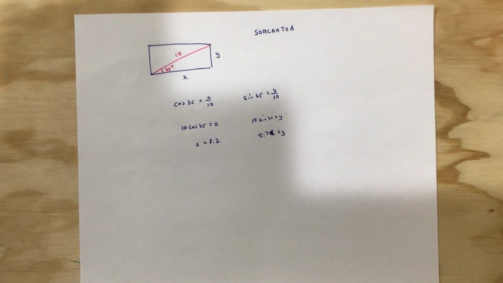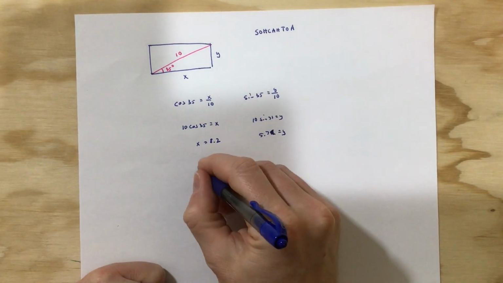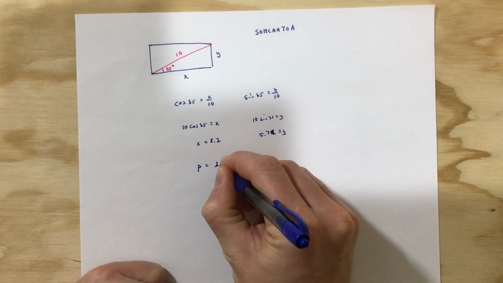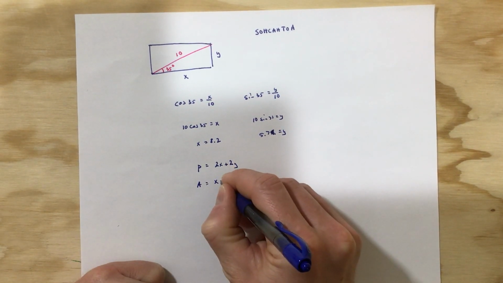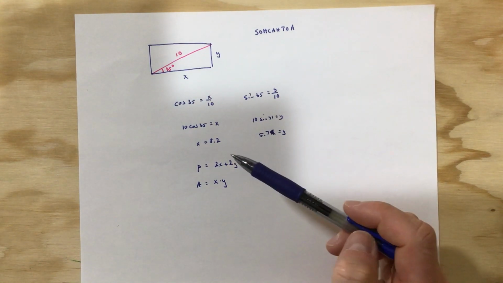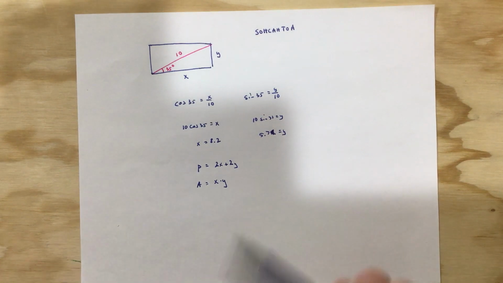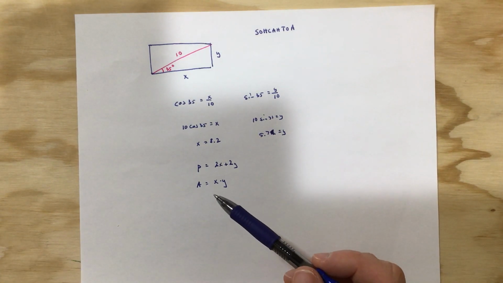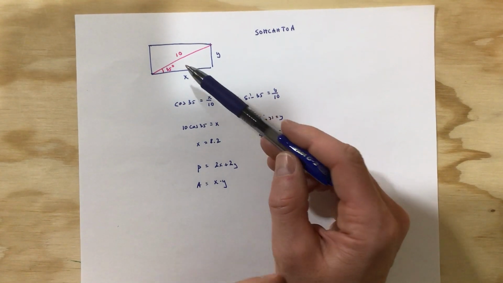And again, if I know x and y, then I know the side lengths. If I know the side lengths, I can do the perimeter. The perimeter is just 2x plus 2y, and then the area is just then x times y. So if I know the diagonal and an angle, I can find the area and the perimeter. Now if I just knew the diagonal, I wouldn't be able to do anything. If you just know the diagonal for a rectangle, and that's it, you can't do anything.